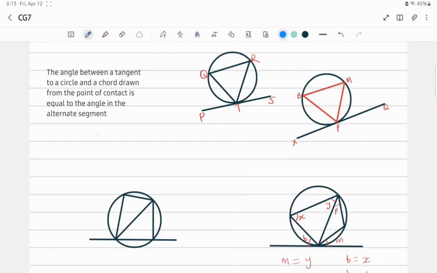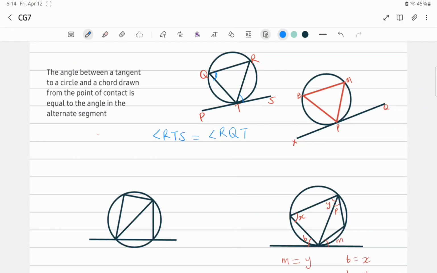In this video, we'll be discussing the tangent and chord theorem. Whenever we have a chord drawn from the point of contact of a circle and a tangent, in this example, we have angle RTS. This angle RTS will be equal to angle RQT. Now, how do I identify these angles?